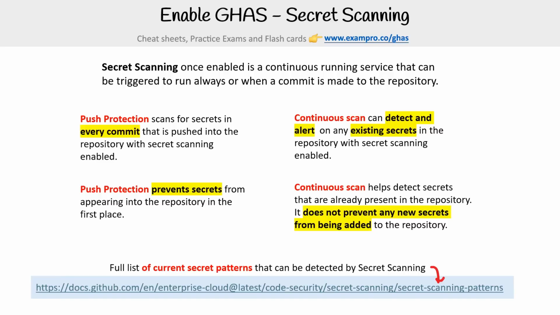Continuous scan is more of a detection-based approach, where it detects and alerts on any existing secrets that you may have. It does not prevent any new secrets from being added, because it's simply scanning for any secrets being present. The full list of current secret patterns can be seen in the documentation for secret scanning, but I would say the balance would be to find between push protection and the continuous scan.